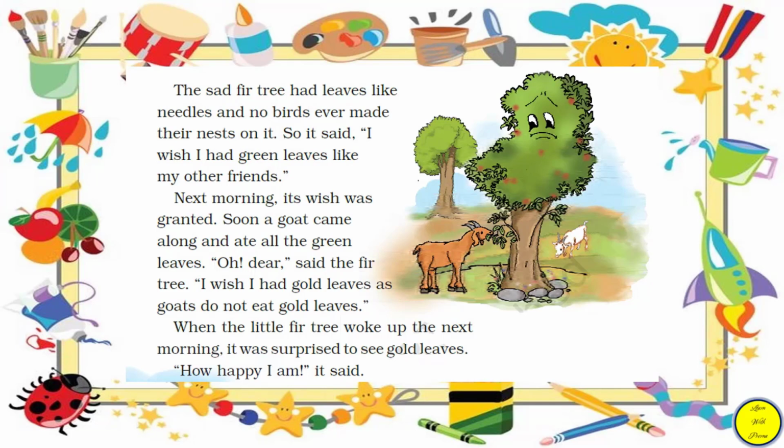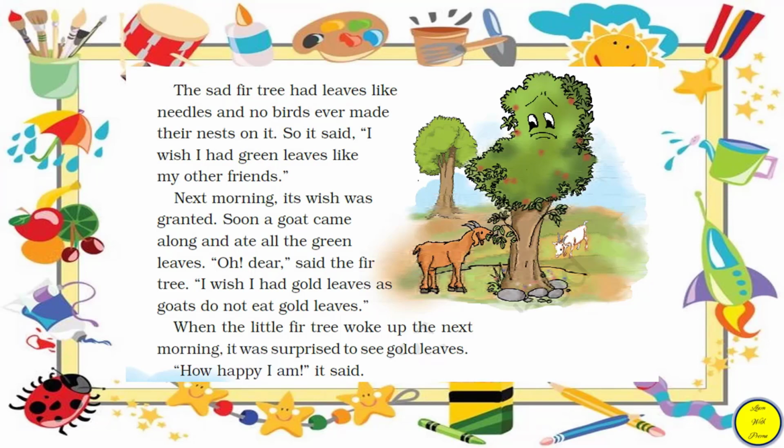Next morning, its wish was granted. Soon, a goat came along and ate all the green leaves. The next morning, the leaves turned green and a goat came there to eat all the fresh green leaves. Oh dear, said the fir tree, I wish I had gold leaves, as goats do not eat gold leaves. Now, the tree was worried and wished for gold leaves so that the goat would not eat them.